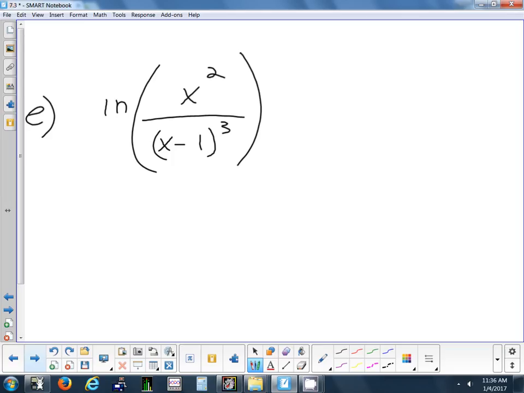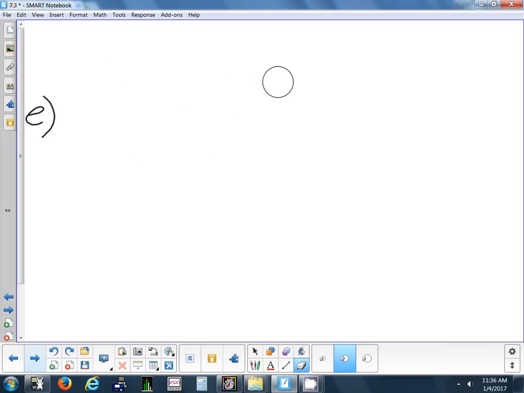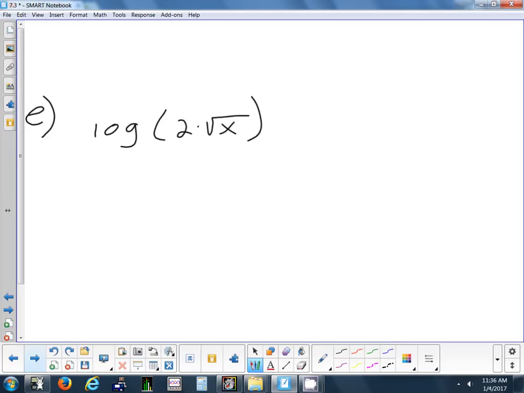I'm going to rewrite this one. So we'll do one more kind of easier one, and then we'll go to the last one, which is the hardest one. Let's do log of 2 times the square root of x. Right, so Dan, is that going to split as a sum or a difference? How do you know? Exactly, you've got multiplication. Okay, 2 times the square root of x.